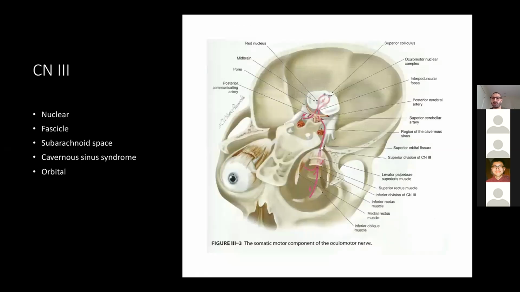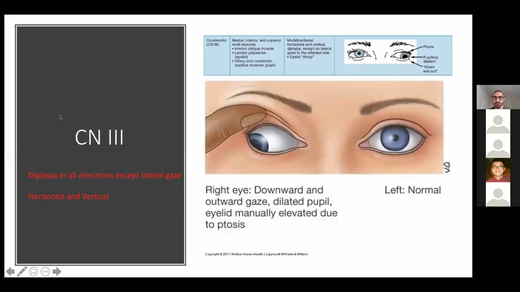Okay, so we'll first talk about the oculomotor nerve, or the third nerve. It can be affected anywhere from the orbit up to the nucleus. The classical presentation is diplopia in all directions; the patient can complain of a horizontal or vertical diplopia. This is the classical teaching, down and out. But keep in mind, this happens only with a complete oculomotor palsy. If it's incomplete, they would have more subtle presentations.